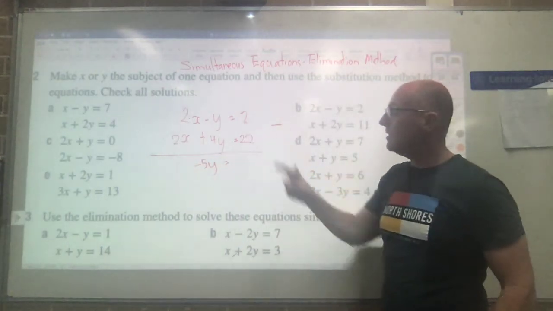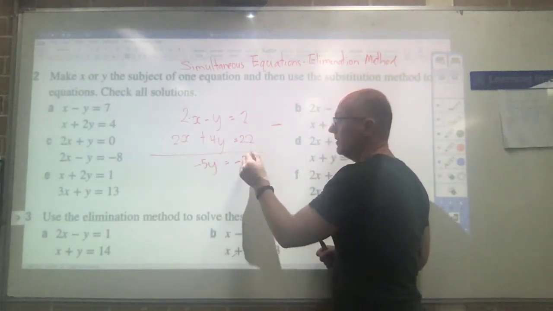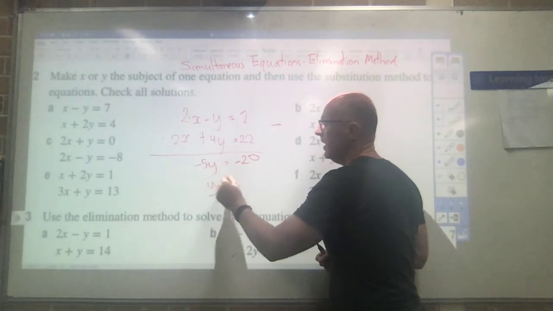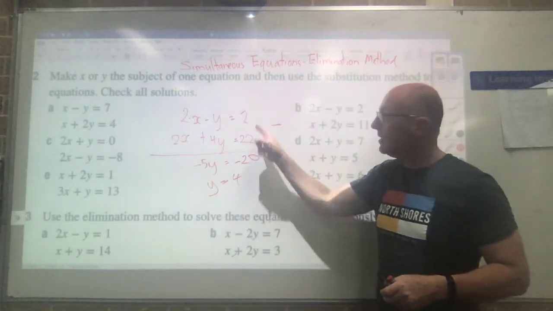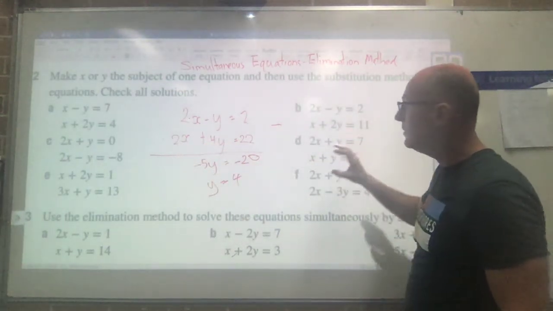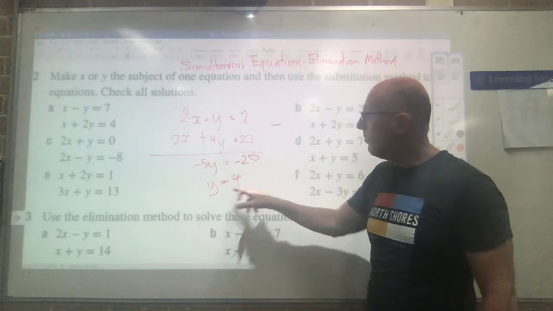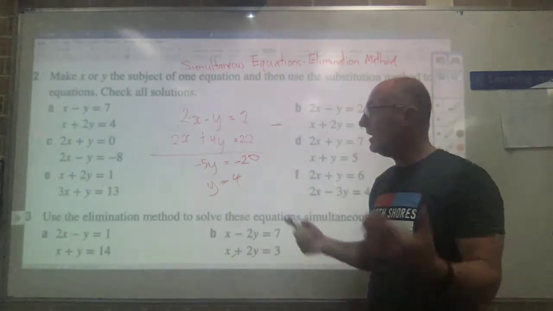2 take away 22 is minus 20. Divide the minus 5 across and you get y equals 4. We've now found that these two straight lines meet at y equals 4. We now need to find the x coordinate.